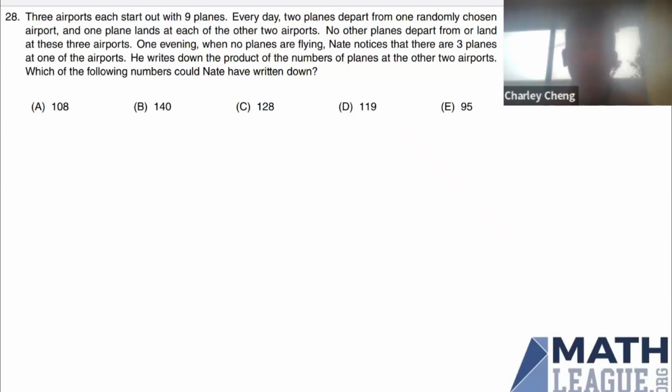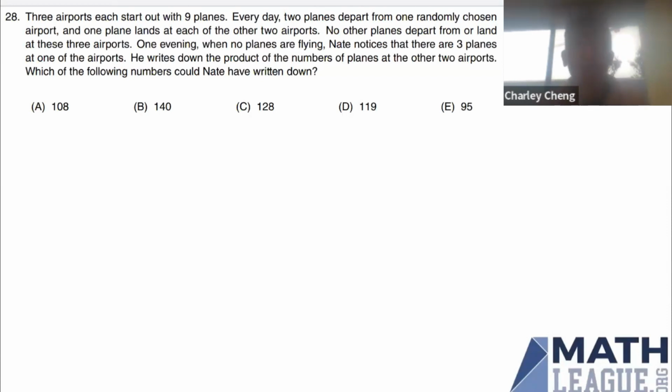So we have 3 airports that each start out with 9 planes. And then every day, 2 planes depart from one of the airports, and then one plane goes to each of the other two. I'll demonstrate what that means later. And no other planes depart from or land at these 3 airports.